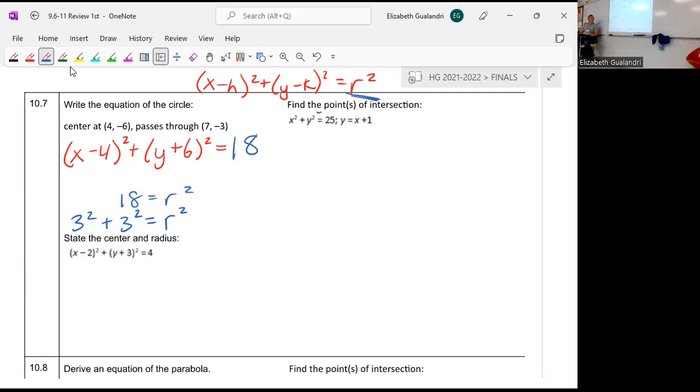Okay. State the center and the radius. This is just to make sure you understand that idea. The center of this one would be 2, -3. Have to flip the signs. And then the radius in this case would be 2.